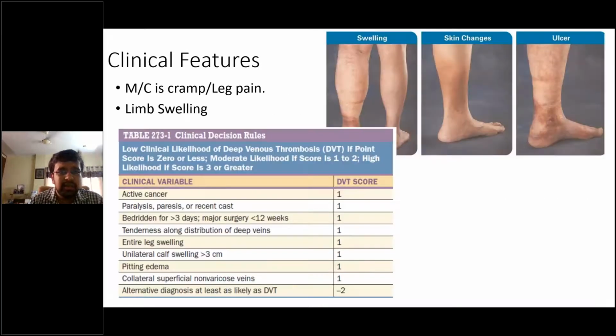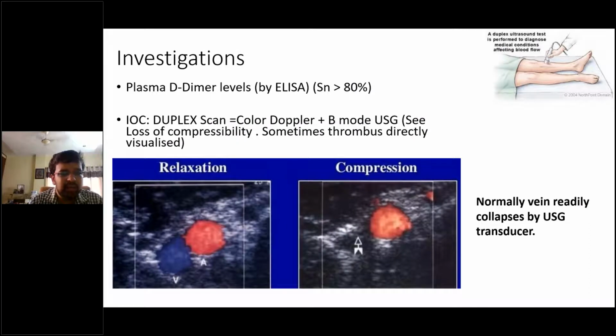So how to confirm DVT? The investigation we will do is the plasma D-dimer level. As I explained before, the fibrinolytic system's plasmin will cleave the fibrin to fibrin degradation products, for example D-dimers. So increased D-dimer levels basically means more hypercoagulation, leading to more fibrinolysis. The investigation of choice for DVT would be a duplex scan.